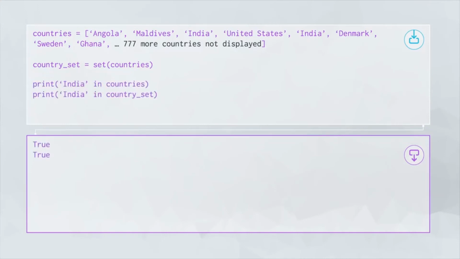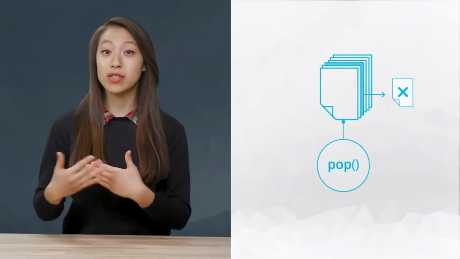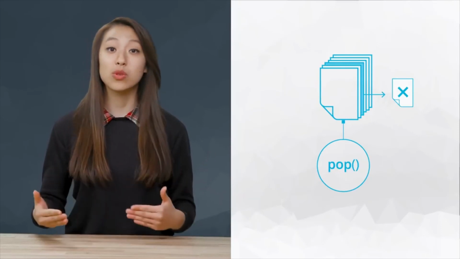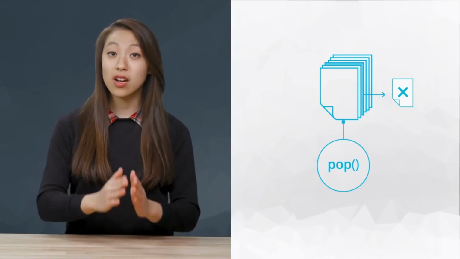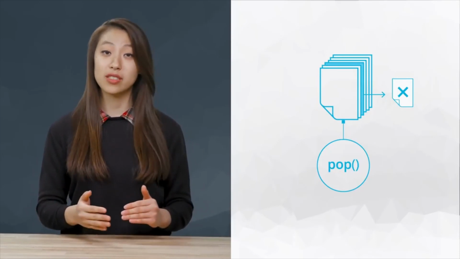Sets support the in operator the same way lists do. India is in this set. You can add elements to sets, but you don't use the append method like you do with lists. Instead, sets have the add method. Here, Italy is added. Sets also have a pop method, just like lists. When you pop an element from a set, a random element is removed. Remember that sets, unlike lists, are unordered, so there is no last element.